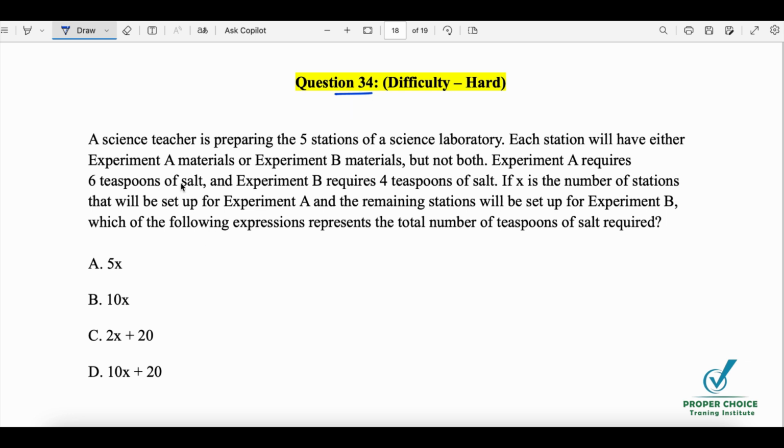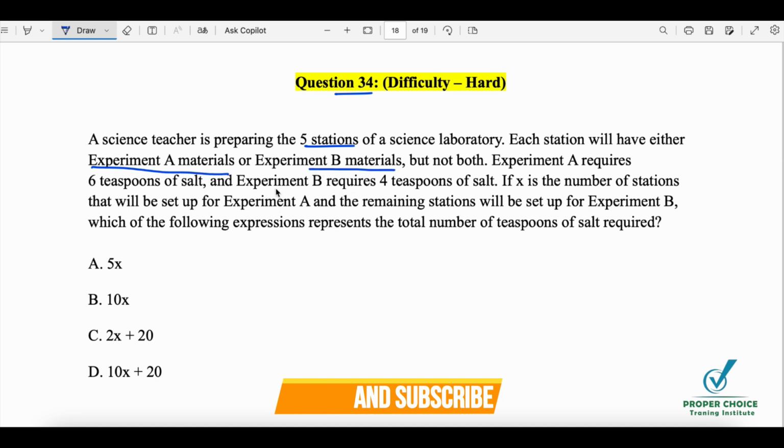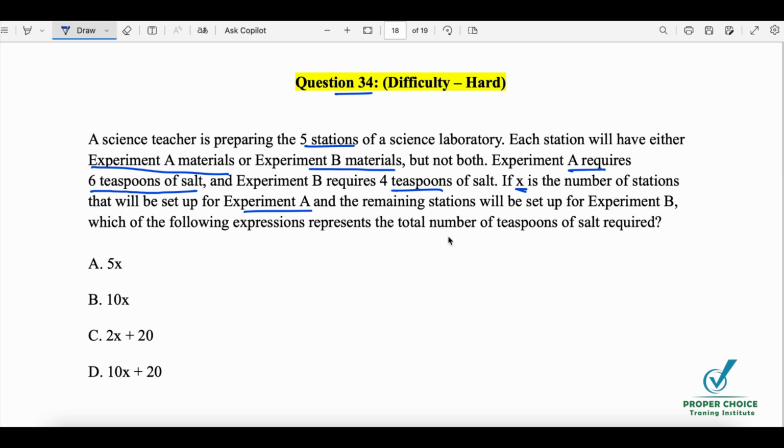Question number 34 says, a science teacher is preparing 5 stations for a science laboratory. Each station will have either experiment A material or experiment B material, but not both. Experiment A requires 6 teaspoons of salt and experiment B requires 4 teaspoons of salt. If x is the number of stations that will be set up for experiment A and the remaining stations will be set up for experiment B, which of the following expressions represents the total number of teaspoons of salt required?